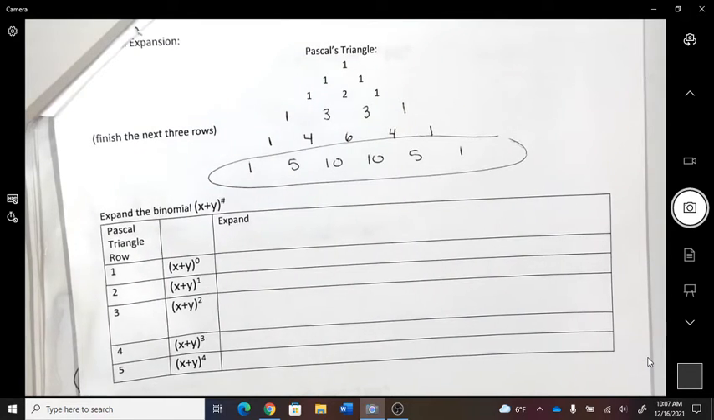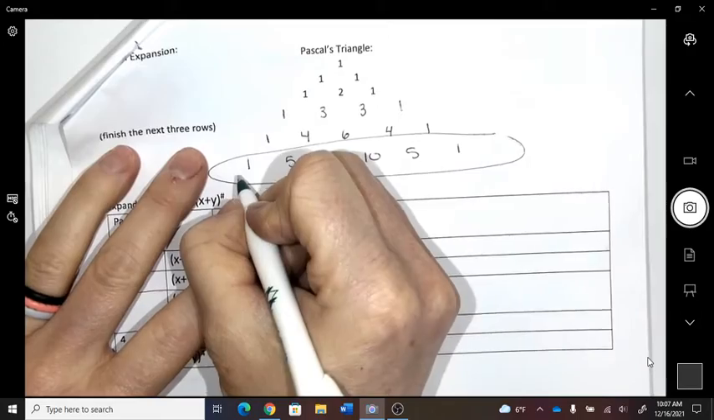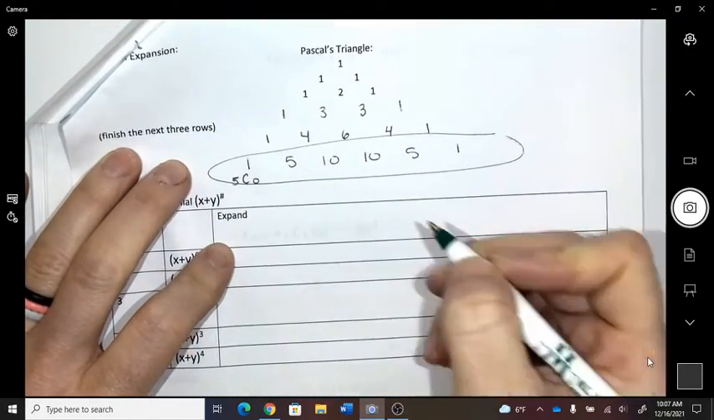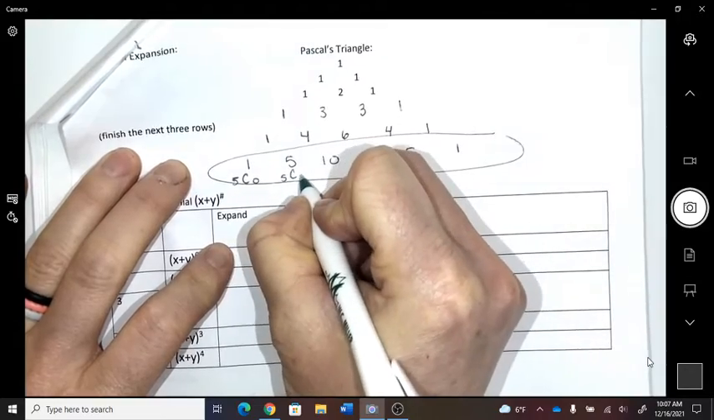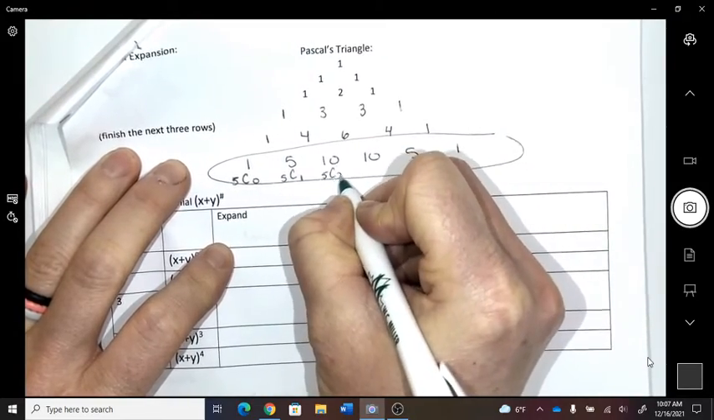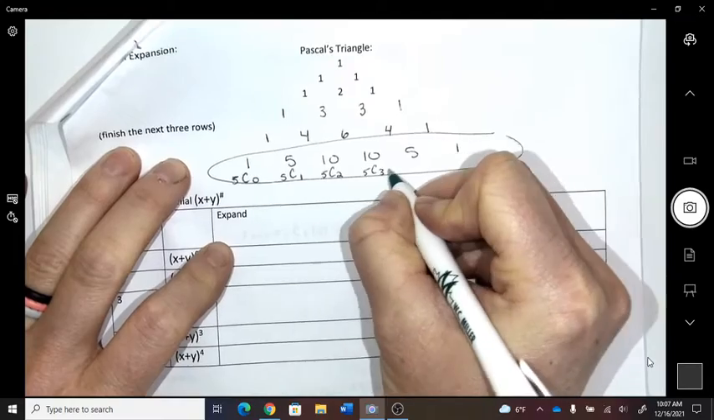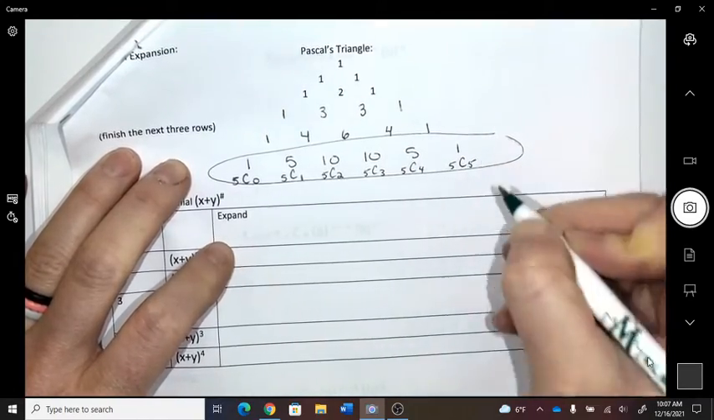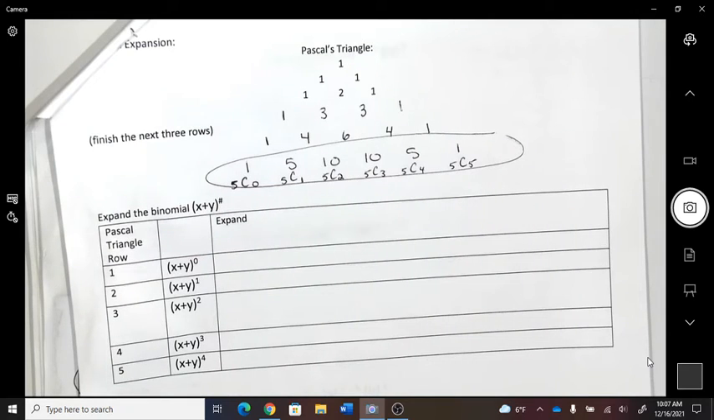Where do all those numbers come from? This is 5 choose 0, 5 choose 1, 5 choose 2, 5 choose 3, 5 choose 4, 5 choose 5. That's where all those numbers come from. And it will continue in that pattern.